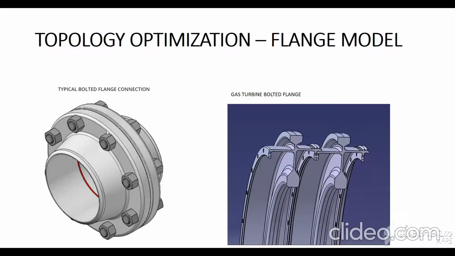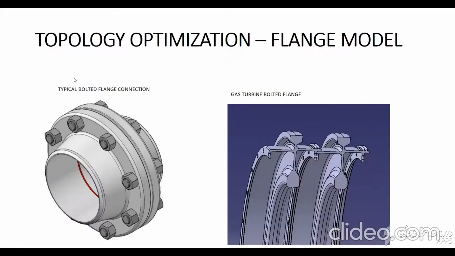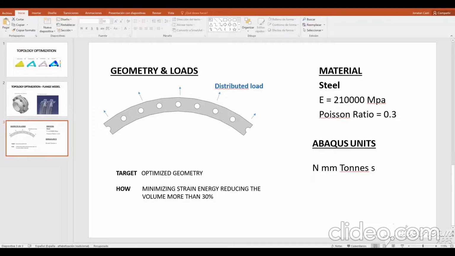If you would like to do an external Flange connection, you need to apply your load on the internal side, okay? So in this particular case, we are going to apply the load here. This is going to simulate a centrifugal force, which is the one that this example gas turbine Flange is going to suffer. Okay, so we can start our model with Abaqus.